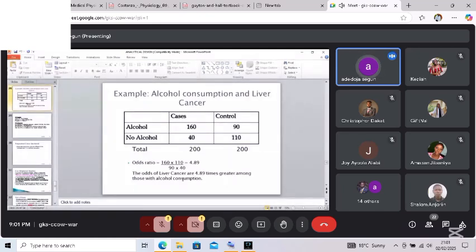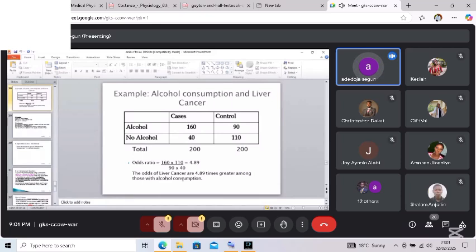For the cases, for those who take alcohol, we have 160, and that's for those that have developed liver cancer. The first group is the case group, then the second group is for control. For those people that are taking alcohol, the controls for them are 90. Those that are not taking alcohol but still have liver cancer are 40. Then for their control, it is 110.